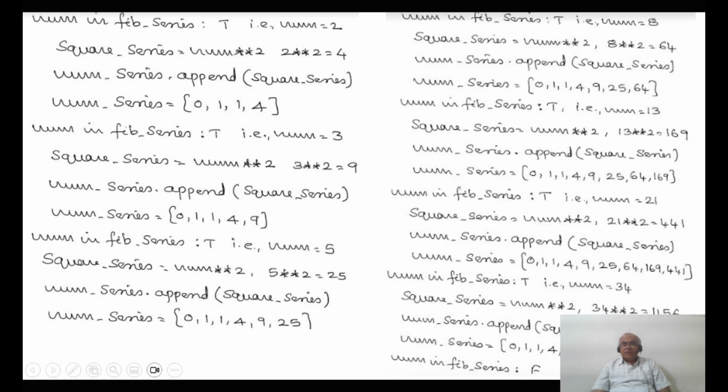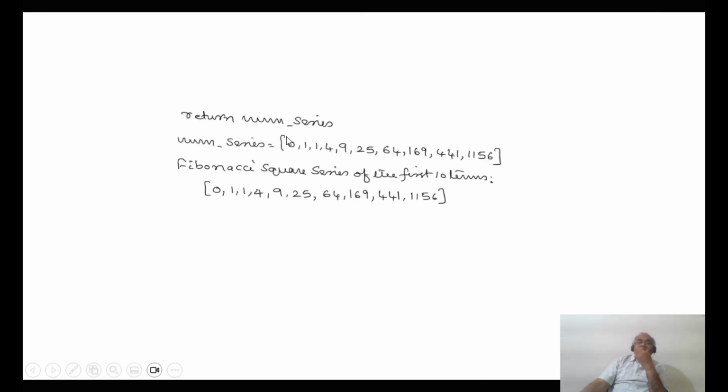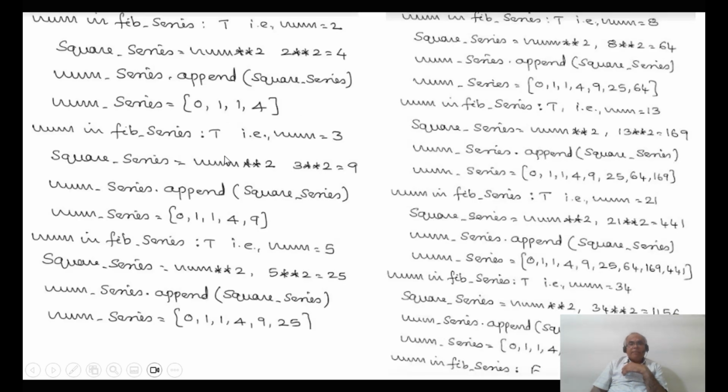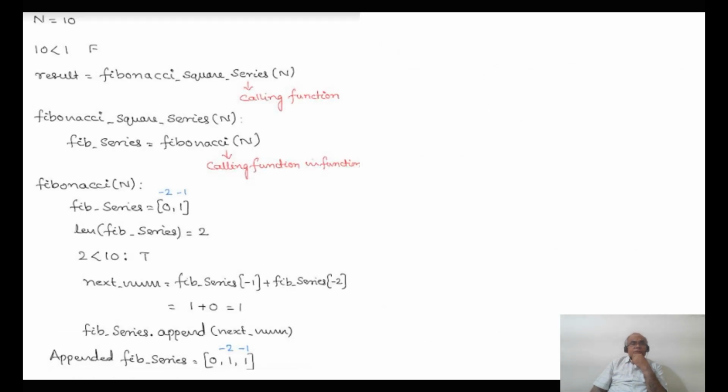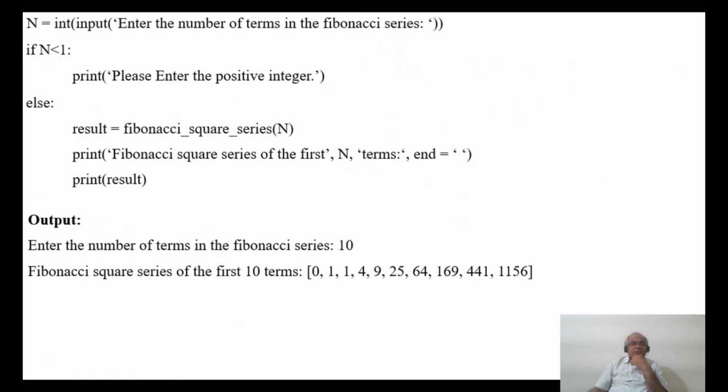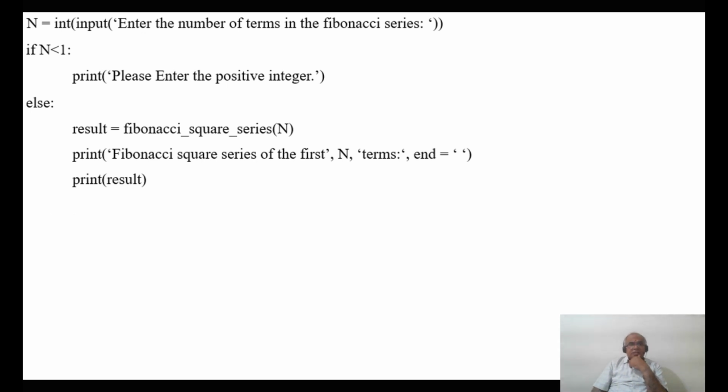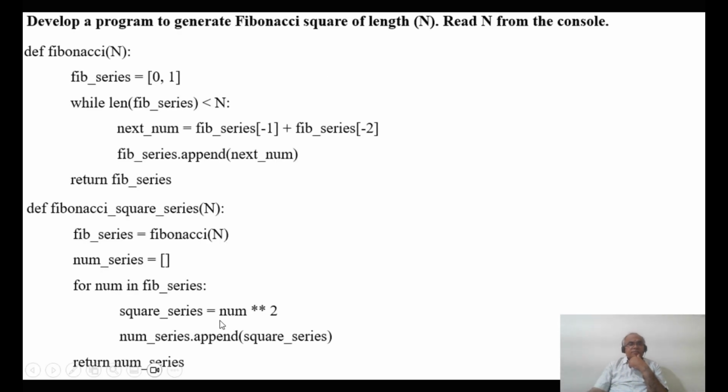So once you do that, once you have the 34 number, after that do you have any number in the series? No. You don't have any number. So num in fib series becomes false. Once it becomes false, return the num series. Where exactly do you want to return? They return the num series to the main function. You can see here, the return to this is return num series.